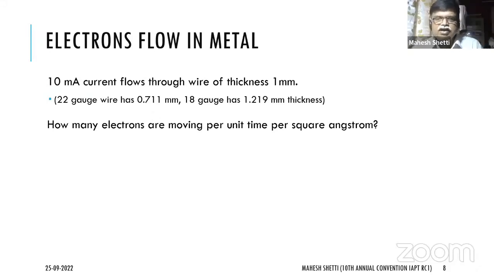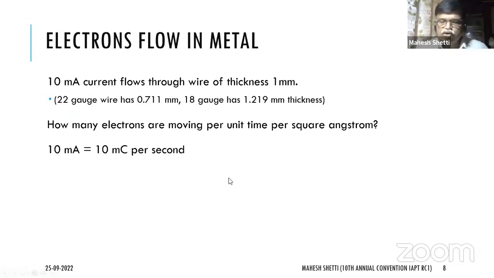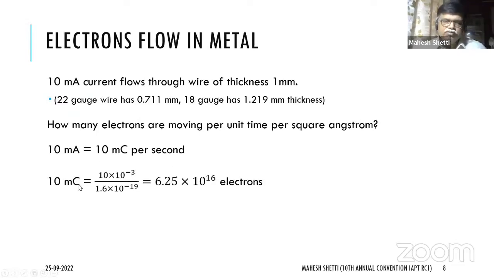Sometimes these numbers can be calculated just for fun. You may not really make a big application, but this gives you a good idea of the order of magnitude that is happening at this level. So 10 milliampere current is the same as 10 millicoulomb charge flowing per second, and 10 millicoulomb charge is 10 into 10 raised to minus 3 coulomb divided by the charge on 1 electron. So basically it is 6.25 into 10 raised to 16 electrons flowing.